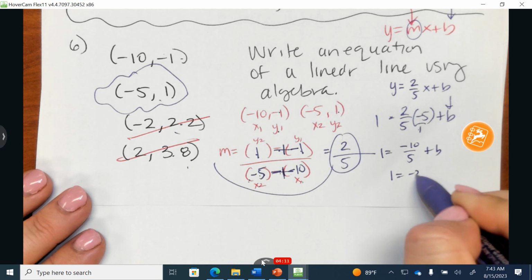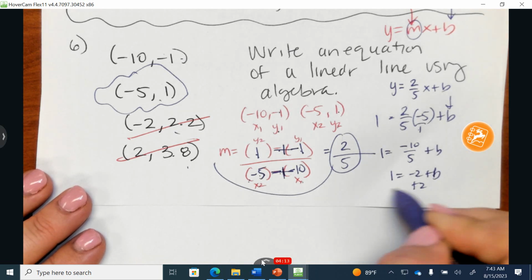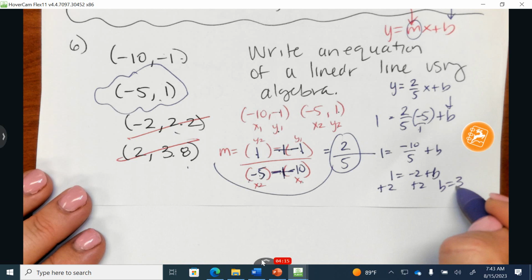This reduces to negative 2. I'm going to add 2 to the opposite side, and I get b equals 3.